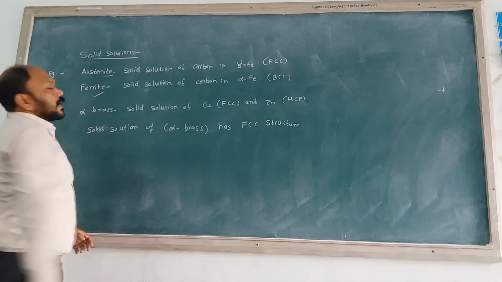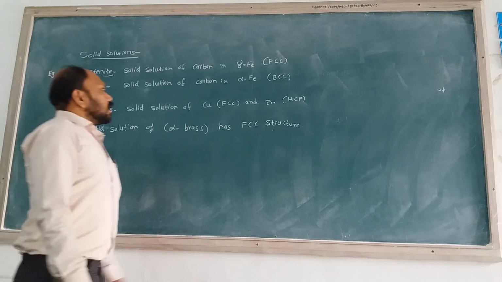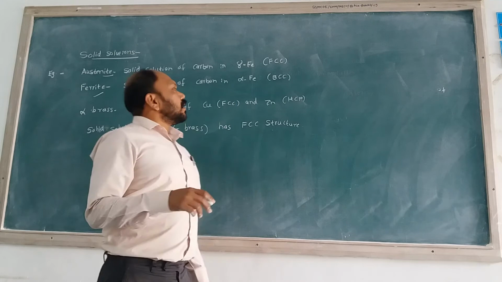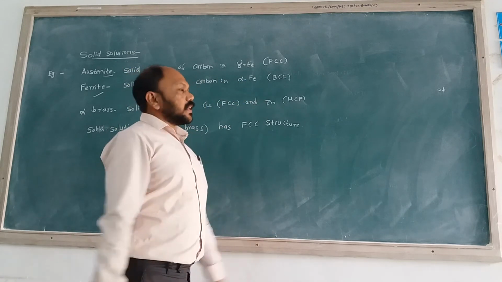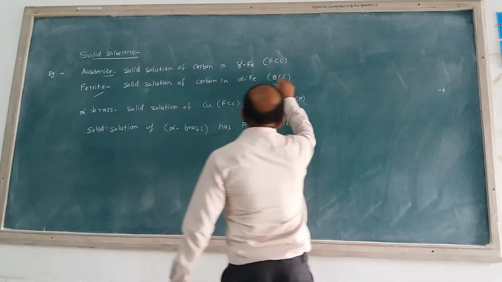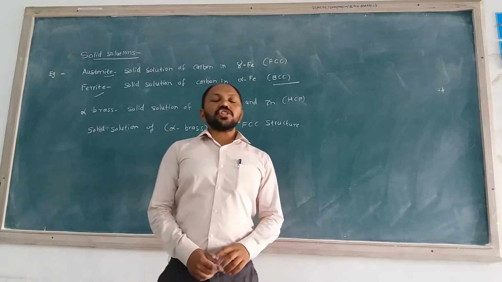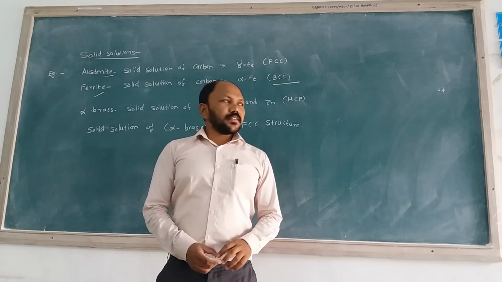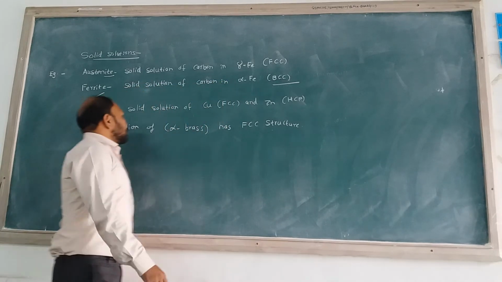If we see the second example, this is the solid solution of carbon in alpha iron, that is alpha Fe. So the carbon and alpha Fe combination is there, and the crystal structure is BCC structure. This BCC structure is body centered cubic structure. This is one of the crystal structures out of these two materials.